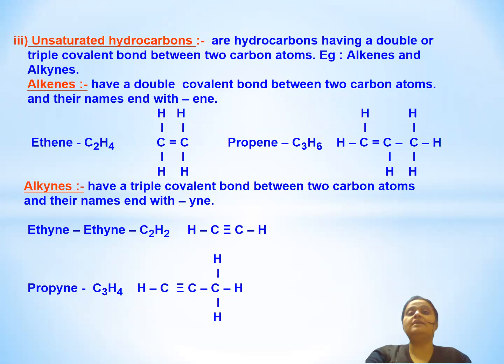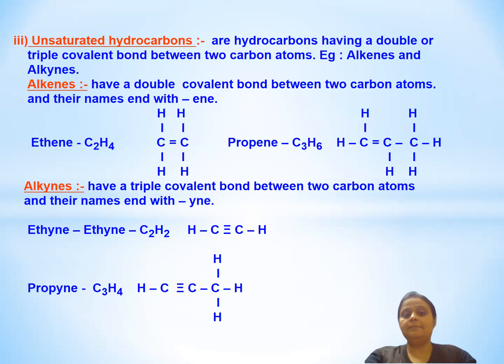Then we have unsaturated hydrocarbons, in which you find not only single bonds but one or even more double or triple bonds between two carbon atoms. Those having a double bond are known as alkenes. If we have a triple bond, then we call them alkynes. Alkenes have the formula CnH2n. You just put the number n, and accordingly you can find out how many carbons and hydrogens make up that compound.